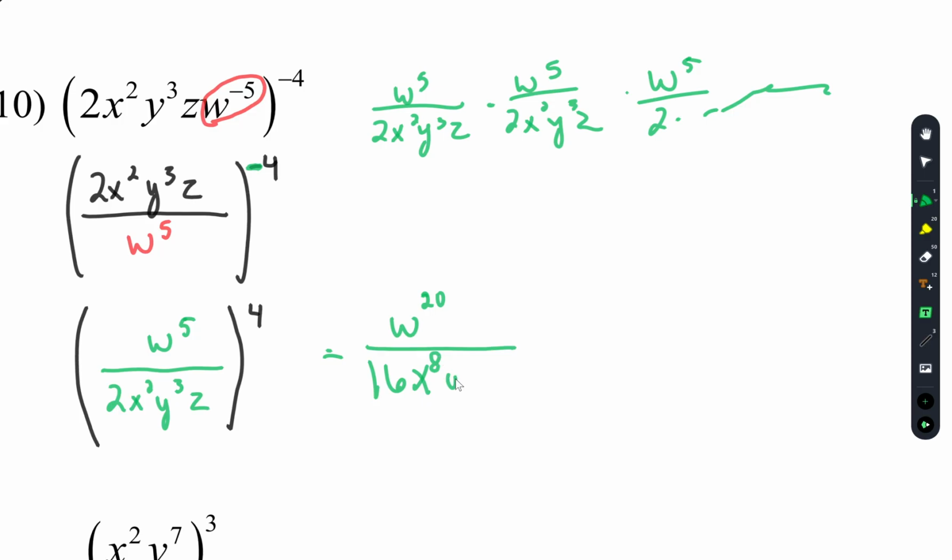Okay. How many 3's? 3 sets of 3. Or 4 sets of 3, sorry. So you have a cube, a cube, a cube, and a cube. 12. Yep. And then you have 4 sets of 1z. So a z, a z, a z, and a z, so 4. That's your answer.